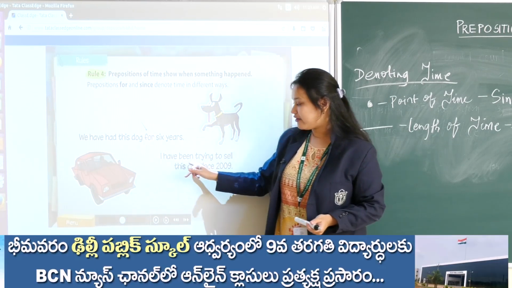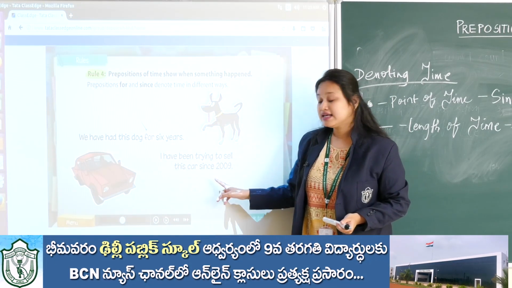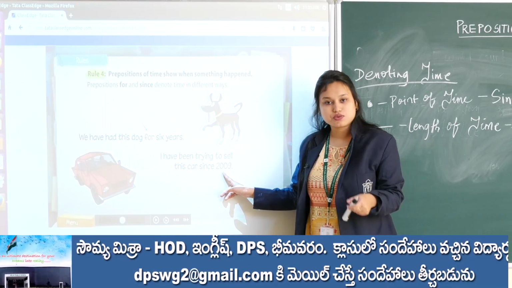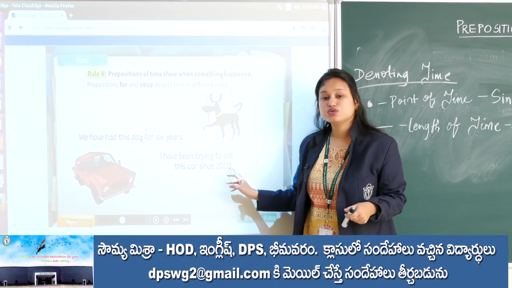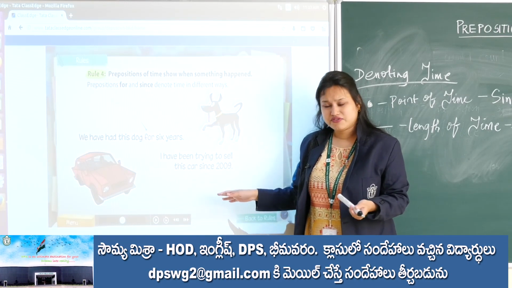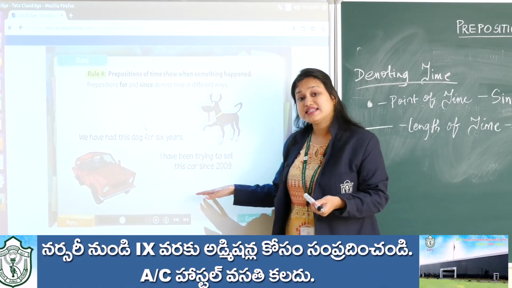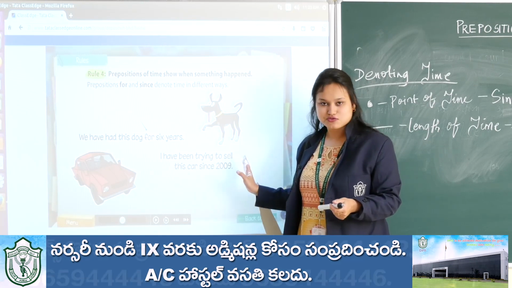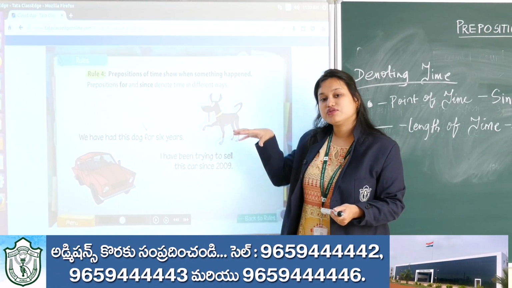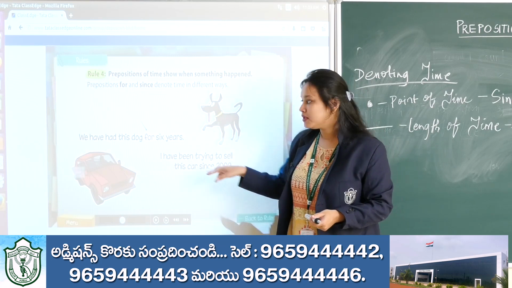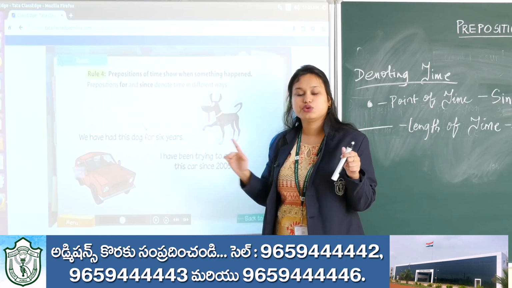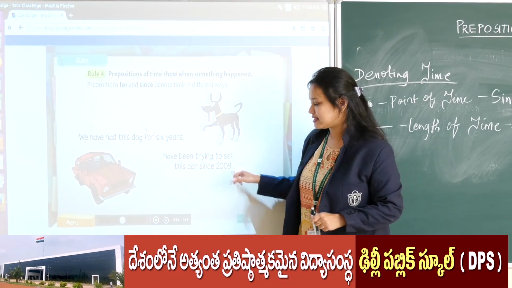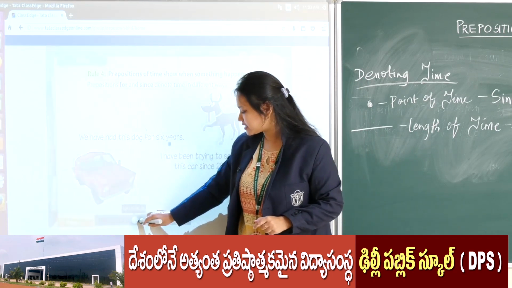Look here, I have been trying to sell this car since 2009. Now it's 2020. But he has been trying to sell his car, some old fashioned car, so old. He has been trying to sell this car since 2009 and he has been unsuccessful. Since 2009, 2009 is one point of time, and for 11 years, a duration, a length of time. I hope this is clear, when to use for and when to use since. Let's come to the next one.